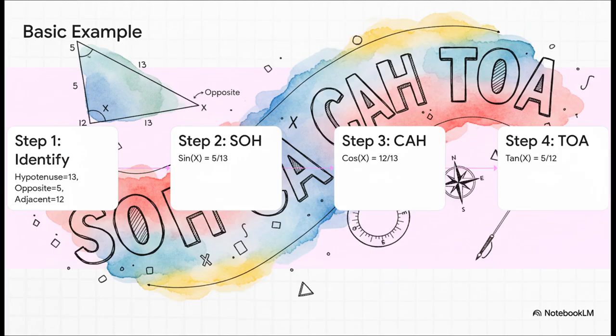SOH tells us sine of X is opposite over hypotenuse, so 5 over 13. CAH tells us cosine of X is adjacent over hypotenuse, 12 over 13. And TOA gives us tangent of X, opposite over adjacent, 5 over 12.